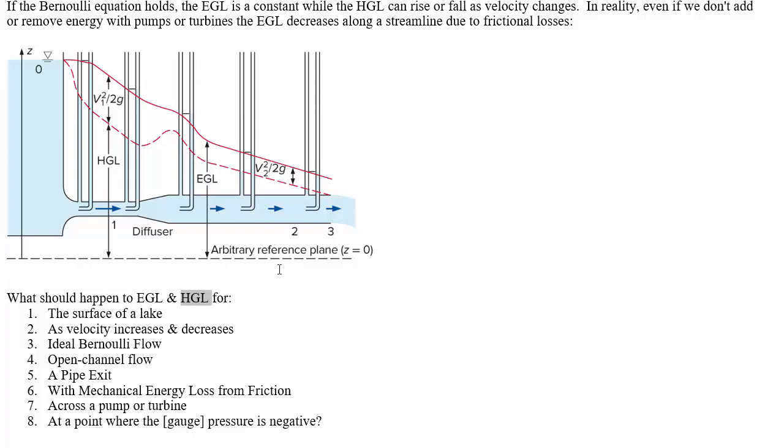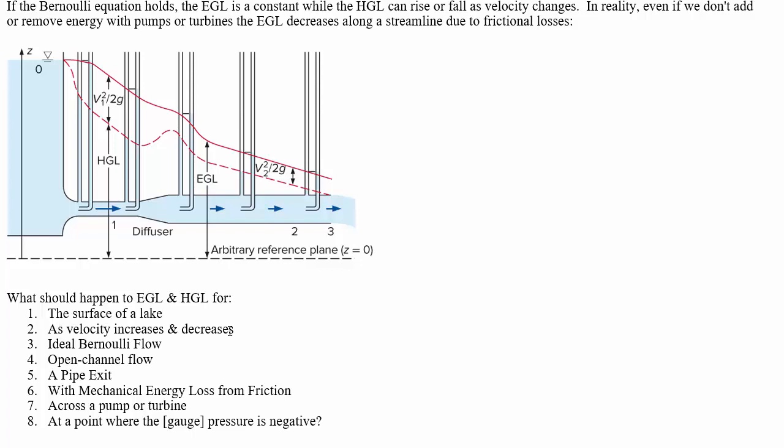So if velocity goes up, then the HGL is going to drop. If velocity drops, then the HGL is going to rise as long as the energy is staying more or less constant. So the surface of a lake, there along the surface, the velocity is 0. We've got constant pressure, constant height. So they're both just going to be constant. And they're going to be equal because there's no velocity in a lake.